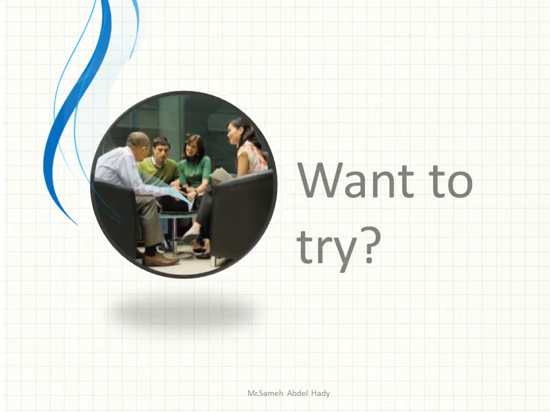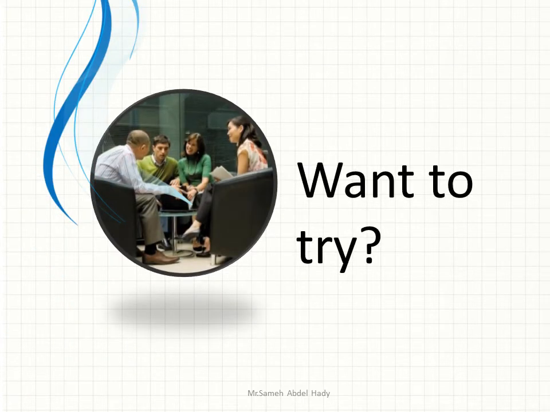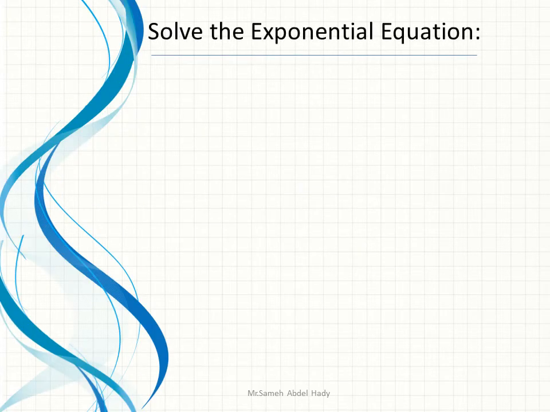Let us see some examples, but if you want to try, you can try it. You can try now. Solve the exponential equation 3 power n minus 4 equals 81. You can stop the video and turn back after solving. Alright, try now, please. Then let us see your solution.